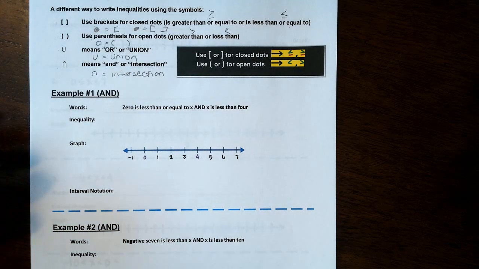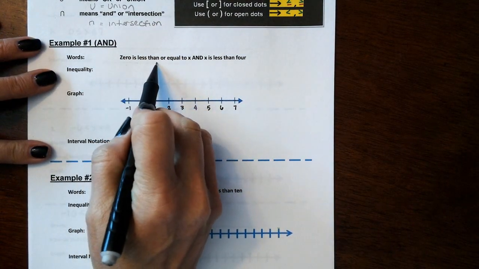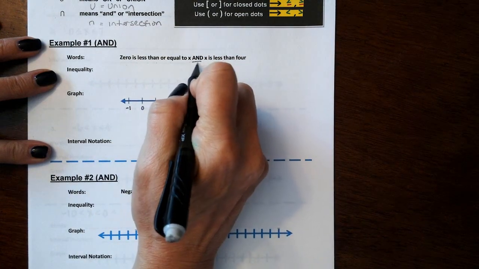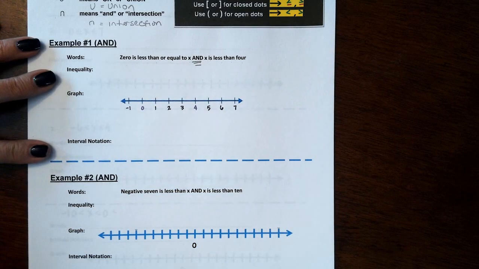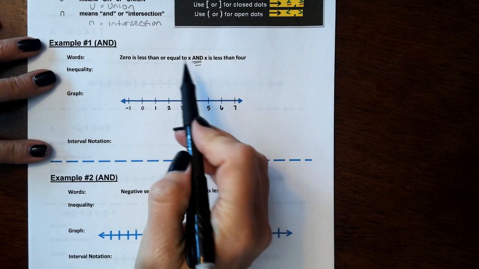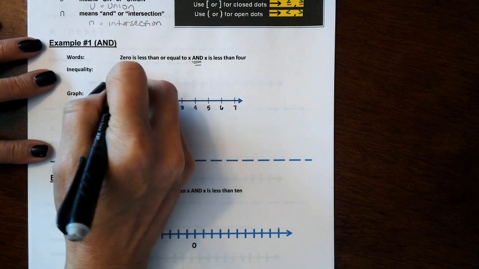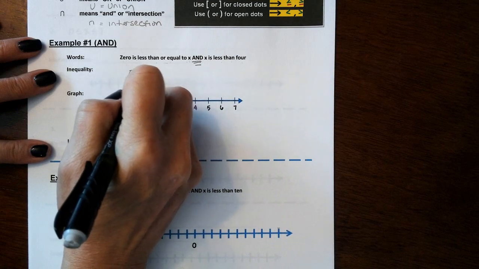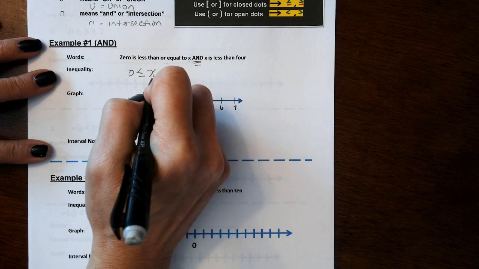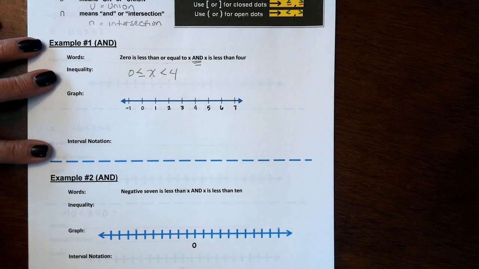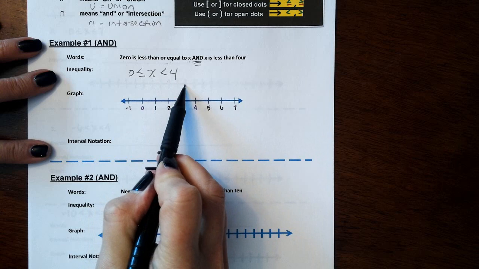So we're going to look at this inequality, and on your paper it says inequality. Well, first, 0 is less than or equal to x, and that's so important, x is less than 4. And that makes it a compound inequality, and that's stating that x is part of both inequalities, and so we would write it just as we read it. 0 is less than or equal to x, and x is less than 4. That's how we read it.